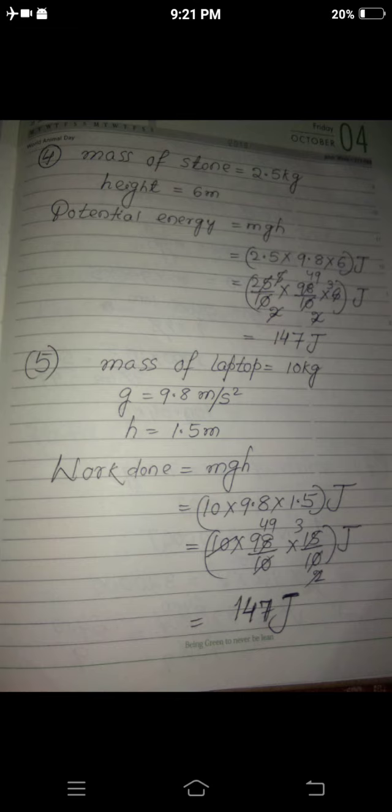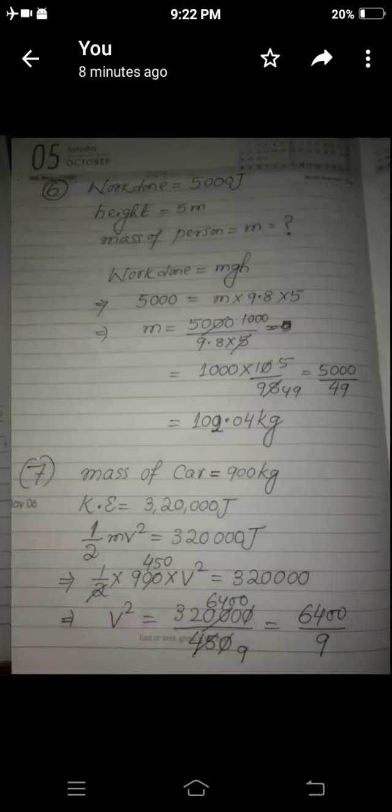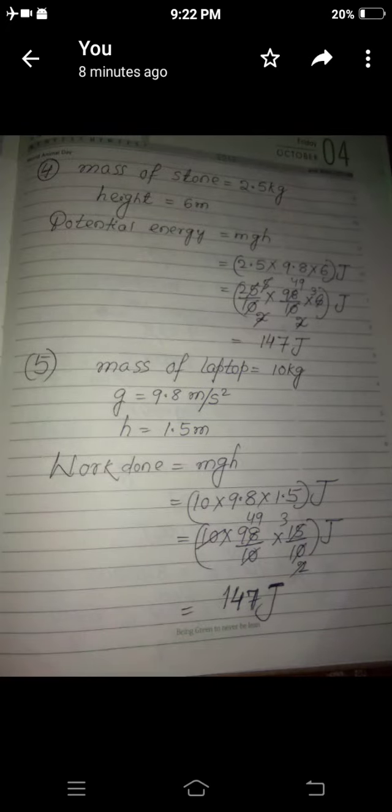Thus, work done equals m into g into h. What is mass? 10 kg. What is the value of g? 9.8, into height 1.5. So it is 10 into 98 by 10 into 15 by 10. Again you calculate, 10 and 10 cancel. By 5 2, by 5 3, 49 into 3. It is 147 joule. You can calculate yourself. So the answer will come 147 joule. Thus the work done is 147 joule.